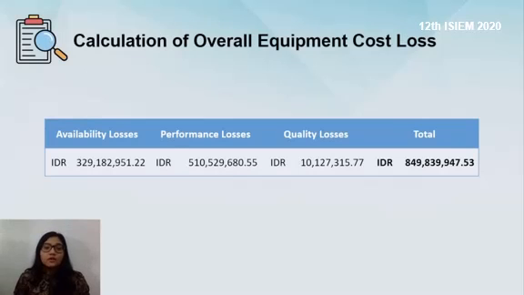And the total loss value from availability loss, performance loss, and quality loss of the Toshiba machine is 849,839,947 Indonesian rupiah.